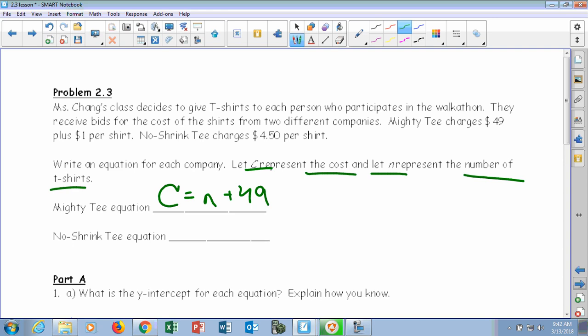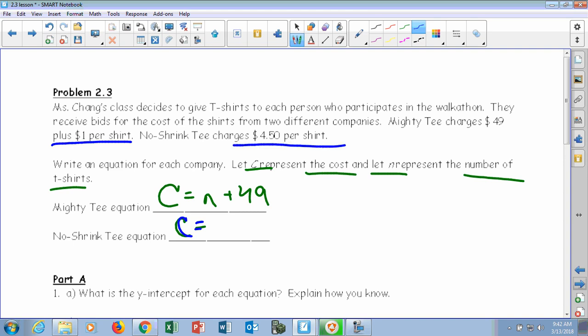Break it apart. Go step by step. Same thing with the no shrink T. We know we're finding the total cost, but we don't know what that is. So now based on what they told us, what would the rest of my equation be, Robert? For the no shrink T. C. Because it's per t-shirt is $4.50. Well, how many t-shirts? What did we do up here? $1 per t-shirt, and we had N.